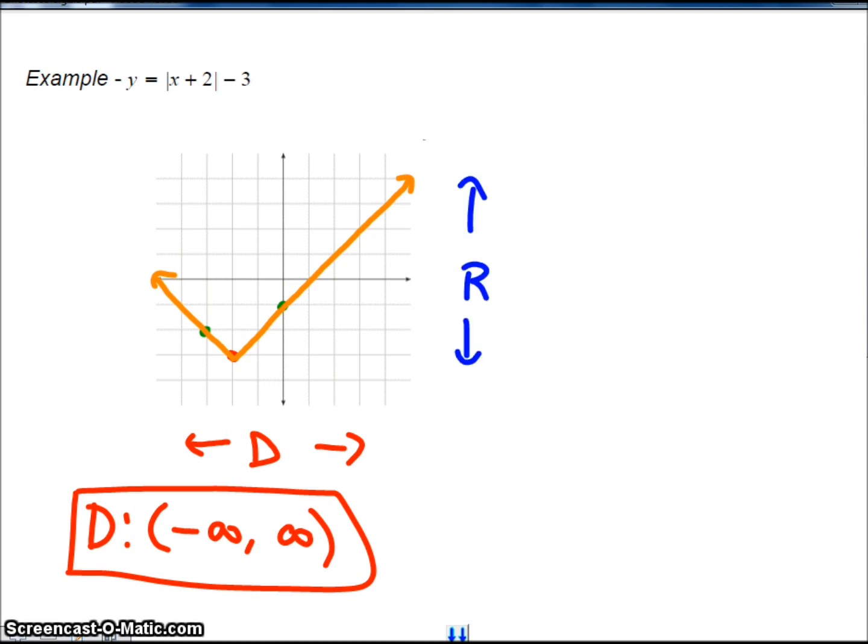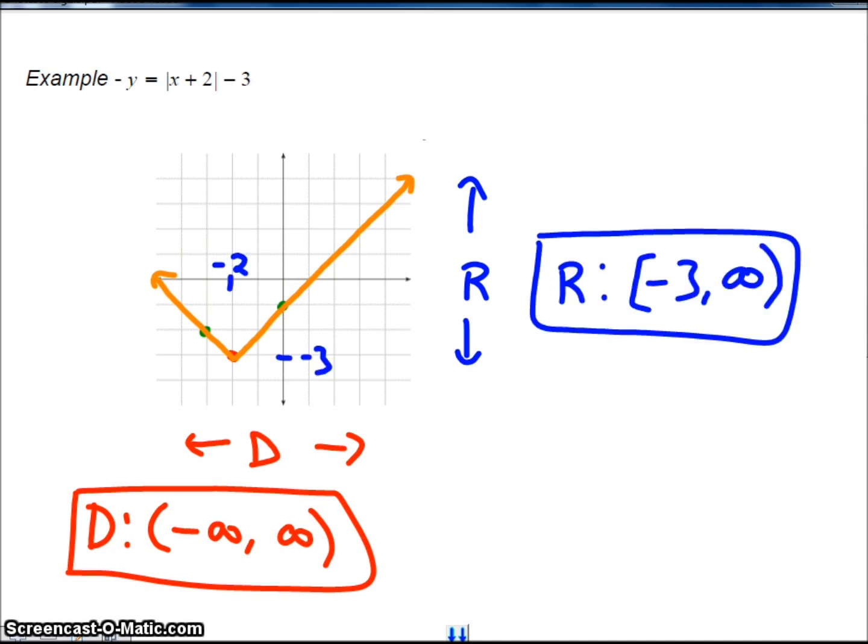The range is how far down the graph goes and how far up it goes. In this case, how far down the graph goes, well, it's limited. It doesn't go down forever. It actually only goes down as far as -3 on the y-axis. That point there, (-2, -3), is the bottom of that V shape, and we want the y-coordinate of that point for the range. So we take -3. How far up does it go? It goes up forever. It goes up to infinity.